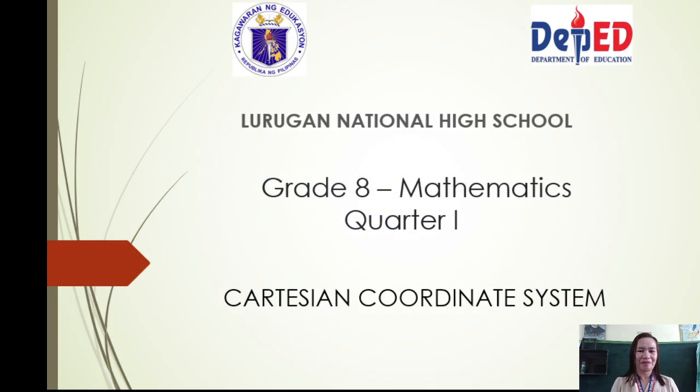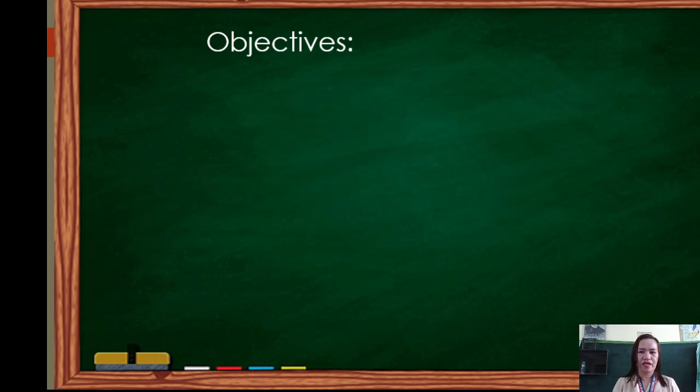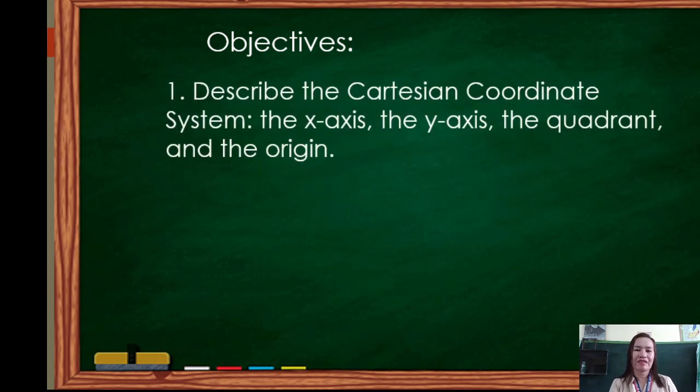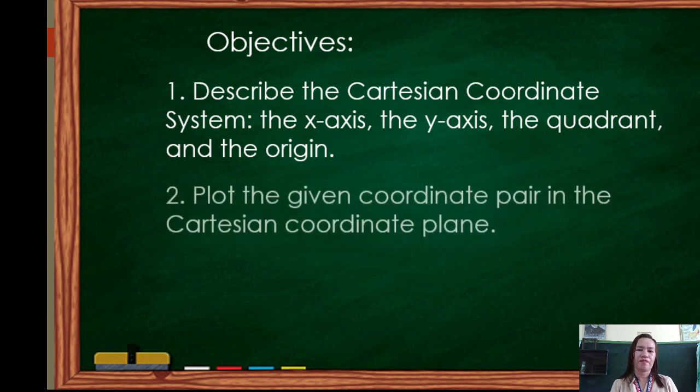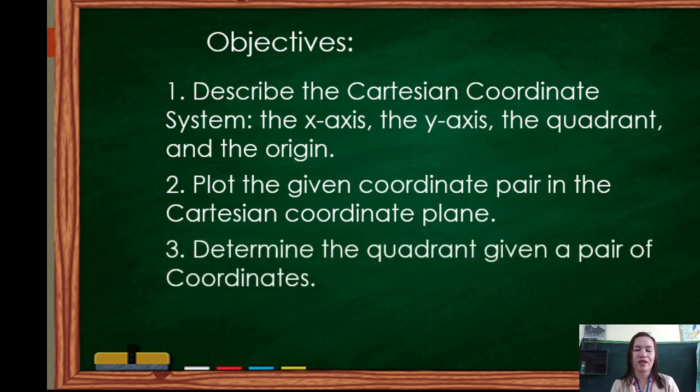In this lesson, we will be discussing the Cartesian coordinate system, which is found in grade 8 mathematics. What will be our objectives in this topic? First, we are going to describe the Cartesian coordinate system, the x-axis, the y-axis, the quadrant, and the origin. Second, we are going to plot the given coordinate pair in the Cartesian coordinate plane. And the last, determine the quadrant given a pair of coordinates.